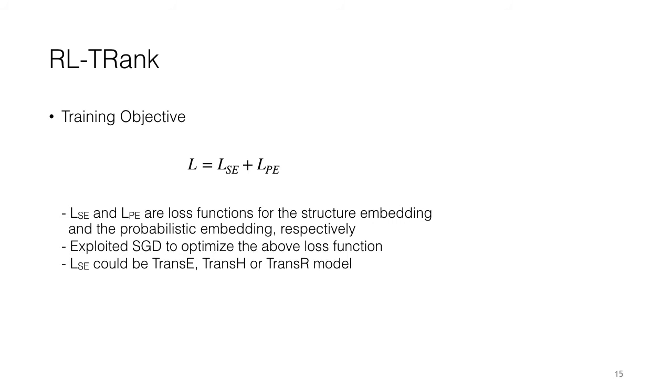Considering the structure embedding and probabilistic embedding models together, we learn the embedding vectors jointly in the RLT rank approach. L_SE and L_PE are the loss functions for the structure embedding and the probabilistic embedding. We adopt stochastic gradient descent to optimize the above loss functions. Here, L_SE could be the TransE, TransH, or TransR model, as we already mentioned.